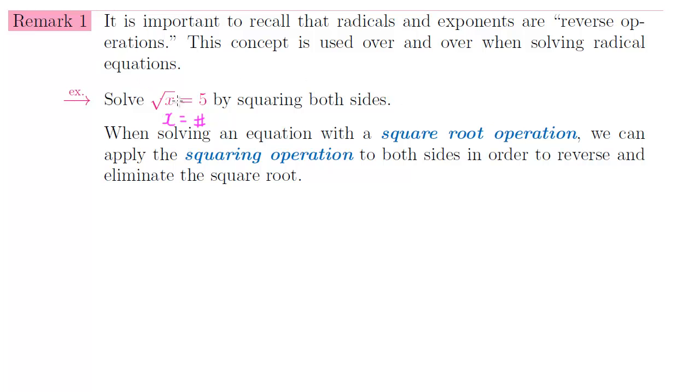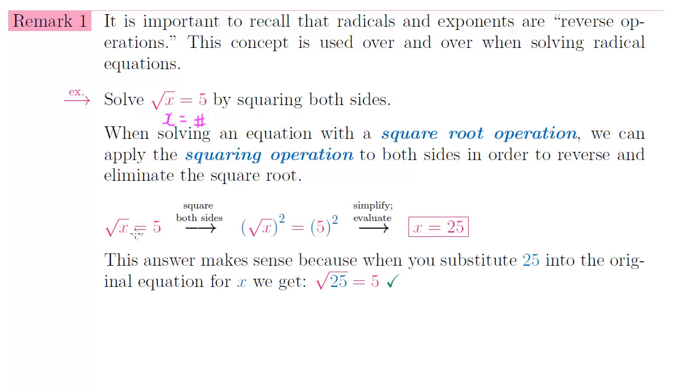So to help us solve this equation that has a square root, we're going to square both sides. So that's what we did down here. We took the equation square root of x equals 5. We squared both sides, so we put a square here and a square here. And then we simplified. When you take the square root of x and you square it, it's just going to leave you with the x underneath. And then 5 squared is 25. So by squaring both sides, we've isolated x.